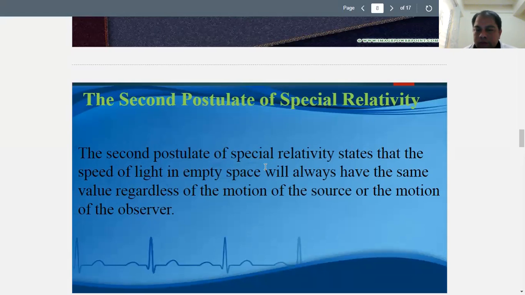The second postulate of special relativity states that the speed of light in empty space will always have the same value, regardless of the motion of the source or the motion of the observer.